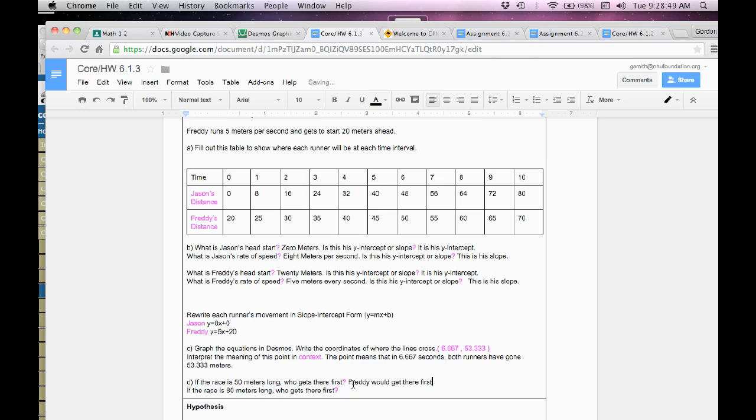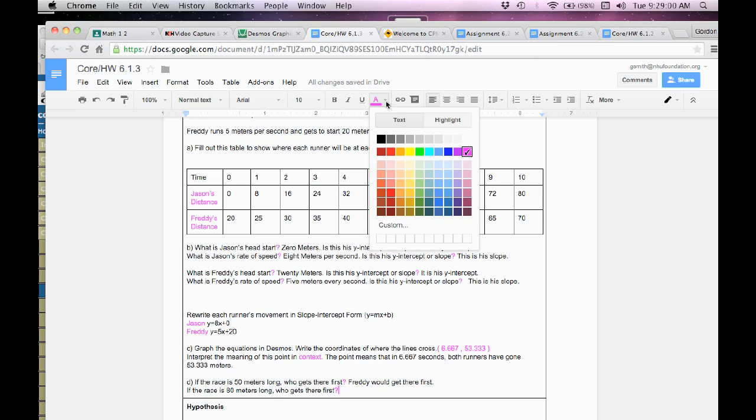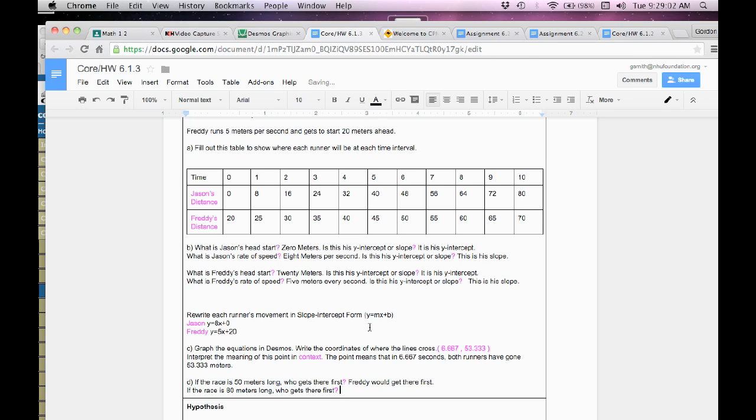If the race is 80 meters long, who would get there first? At 80 meters, we see Jason getting there. He gets there in 10 seconds. All right, so Jason will get there first. And there you have it. There's your methods in learning.